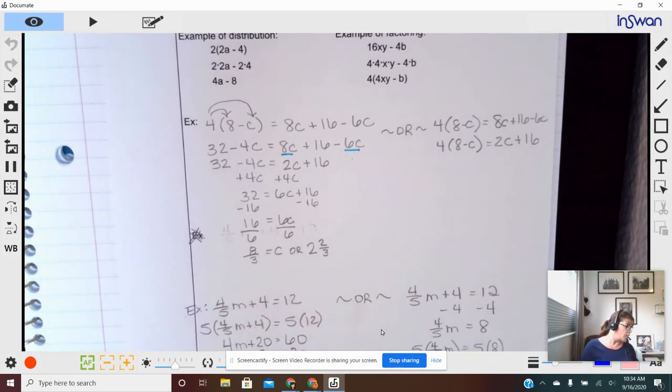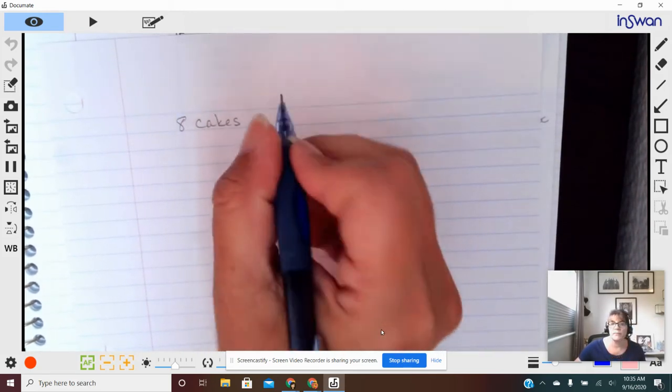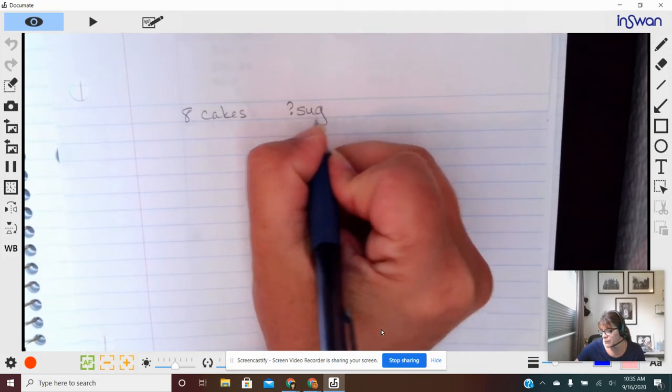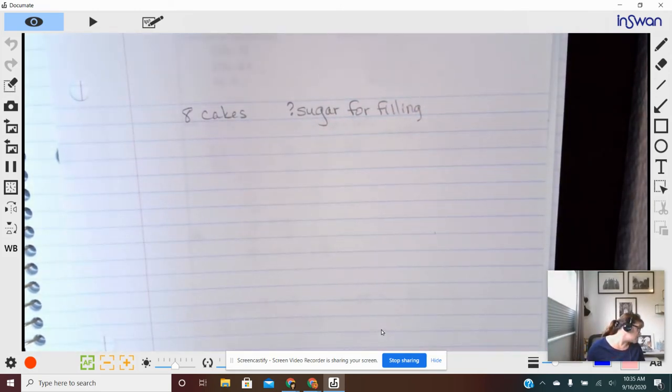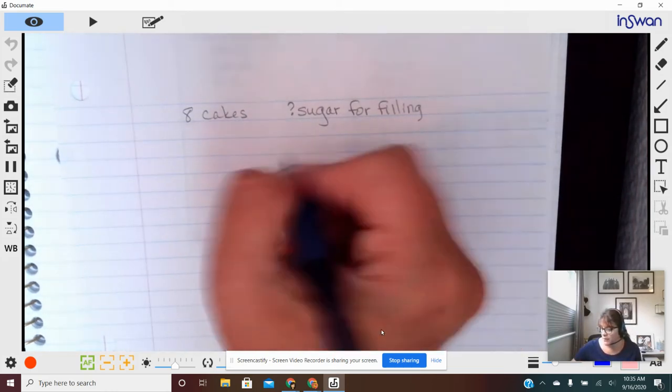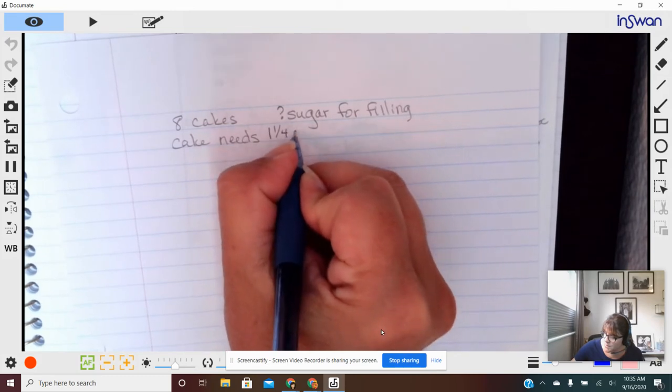Now there's one more I'd like to go over with you, and it is a story. This is a story of a guy who works in a bakery. And the gentleman who works in the bakery is having a struggle because he cannot remember how much sugar to put in the filling. He's making cakes. He's going to make 8 cakes. He doesn't know how much sugar for filling. He does know that he needs 1 1/4 cups for the cake part, not the filling. 1 1/4 cups of sugar.